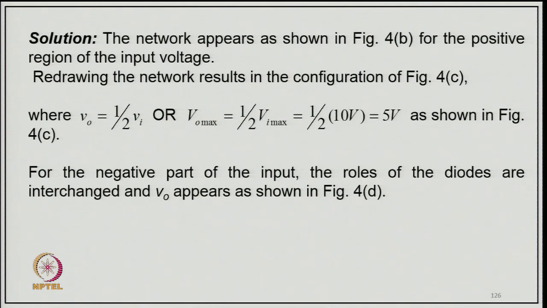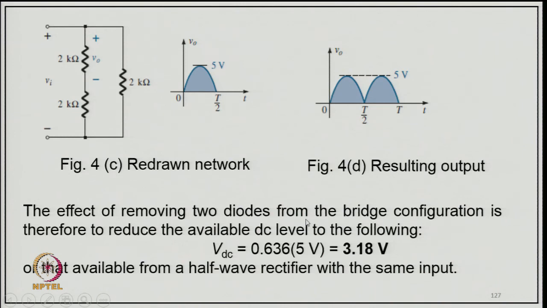The network appears as shown for the positive region, and redrawing this network we say Vo equals half of Vi, or Vo max equals half Vi max, equals half of 10 volt, or equal to 5 volt, as shown. For the negative part of the input the roles of the diodes are interchanged, and Vo appears as shown in 4D.